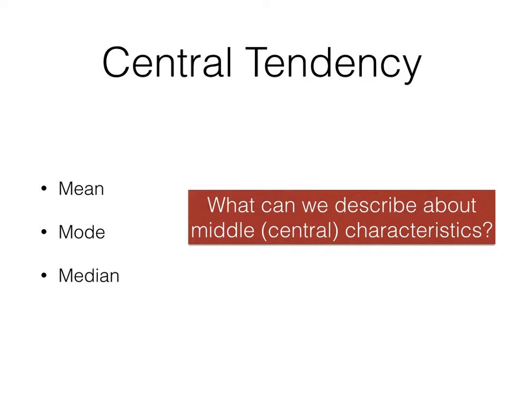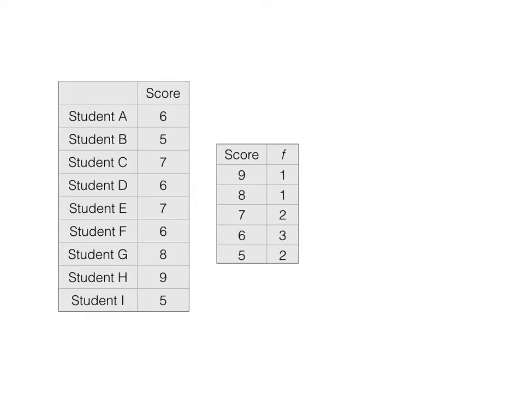I'm hoping that a lot of this will be review for you, but it may put it in a different light than you've ever looked at before. So let's take a simple example. I've given these students, there are 9 of them, some kind of measure, and these are their scores. So then I've got a frequency chart there for the scores also. So we're going to use this as an example.